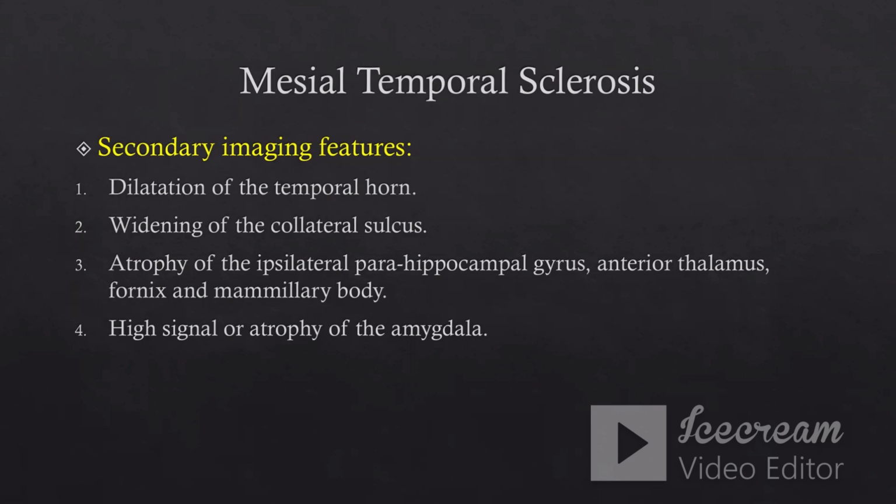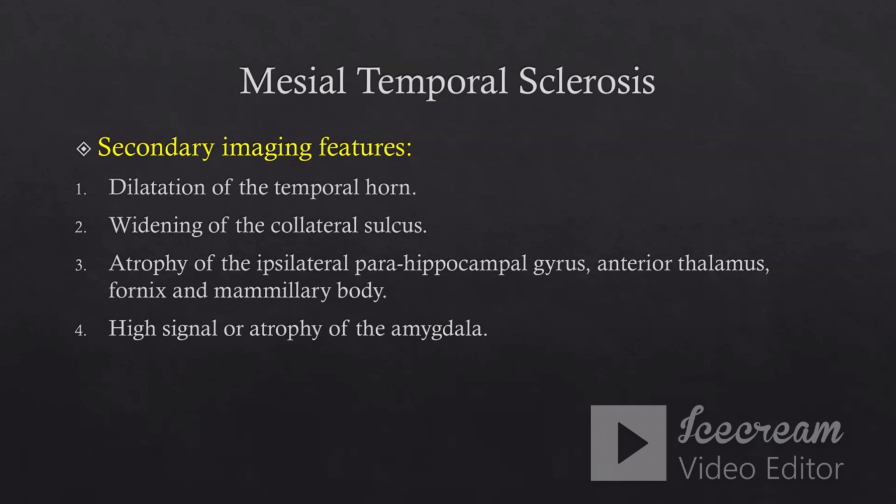Also, we have secondary imaging features for mesial temporal sclerosis. By logical thinking, if we have volume loss of the hippocampus, the adjacent structures will take its place. So first we have dilatation of the temporal horn, one of the secondary imaging features, and widening of the collateral sulcus. All of these features are secondary to volume loss of the hippocampus.